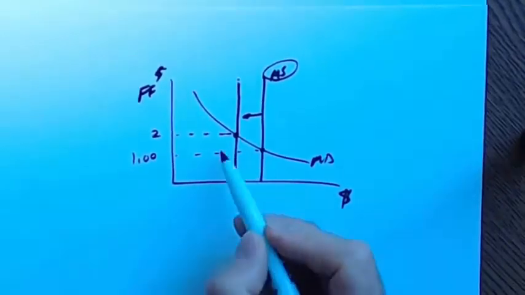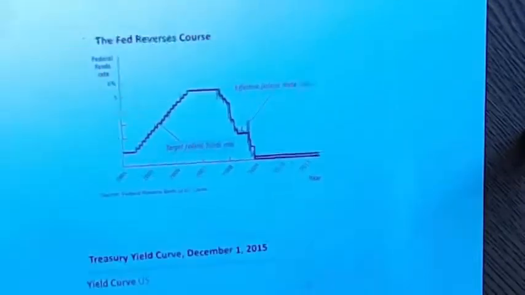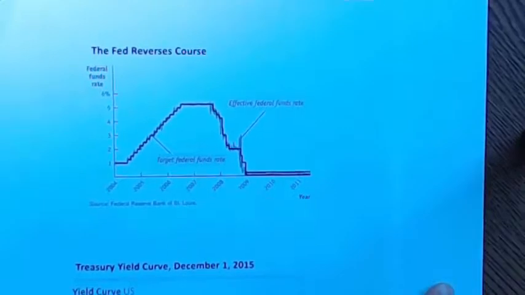And so they're shifting up interest rates. Interest rates will go up. That'll reduce investment spending. It'll reduce consumption and so on. So let's look at the history. Go back to the history here of what the Fed has done.